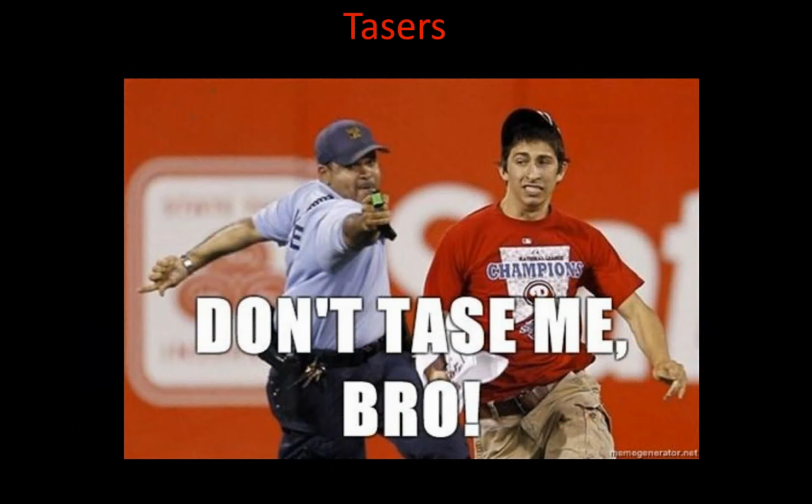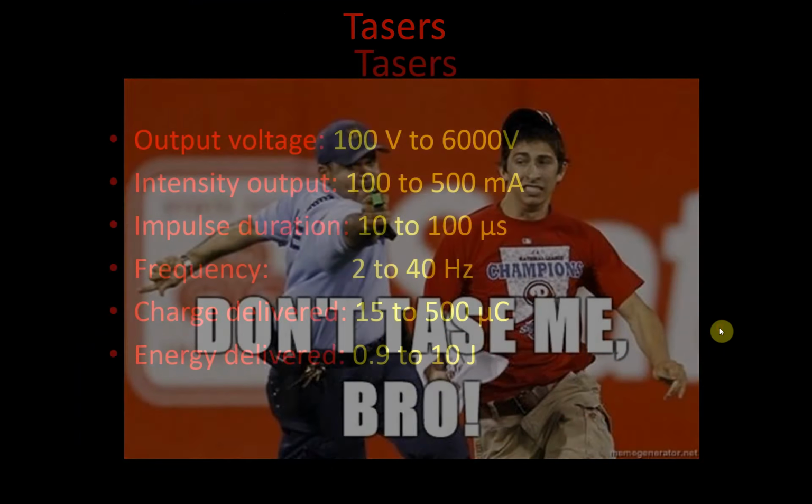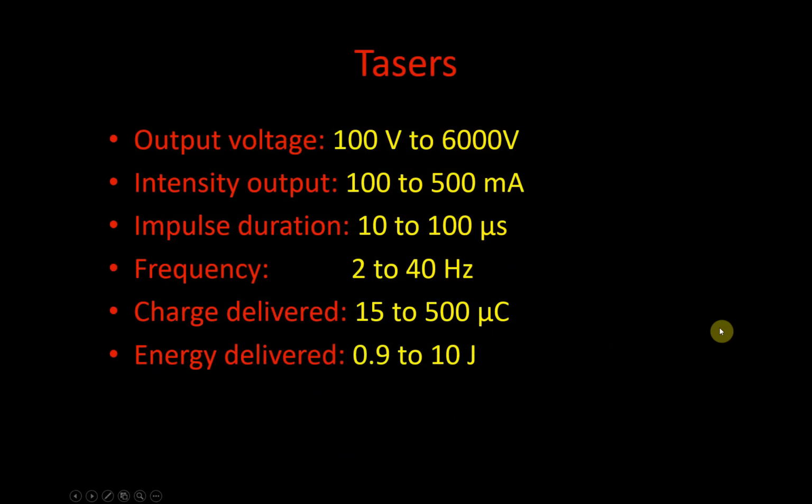So where can you use this? Tasers are a great example. If you want to tase somebody, what you really want to do is deliver a lot of electrical charge in a very short, shocking burst. And as per this guy being tased, he's about to understand what it means to feel charge running through his body. And with tasers, we're only looking at a charge of 15 to 500 microcoulombs being delivered.